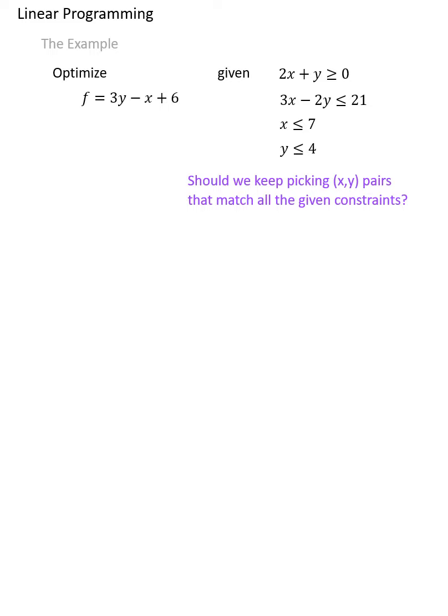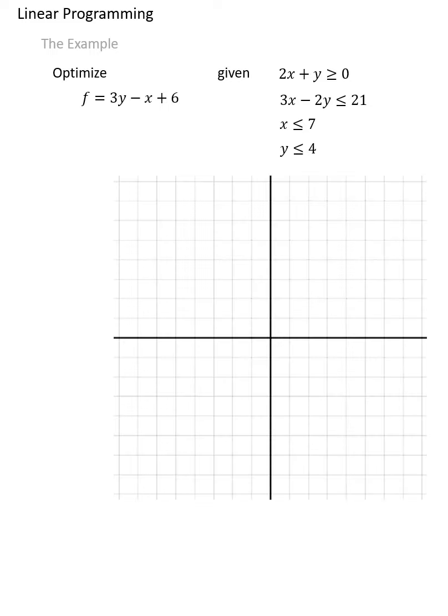So should we continue to pick values of x and y that match all those four constraints and just see how big or how small we can get the function f to be? I don't think that's a very advisable path. And to be more methodical about it, I'm going to use a graphing approach. I'm going to graph the region that is described by the given constraints, and I'm going to use that region to optimize the function.